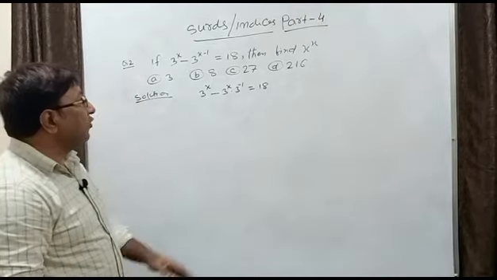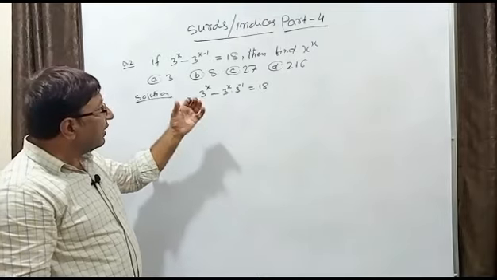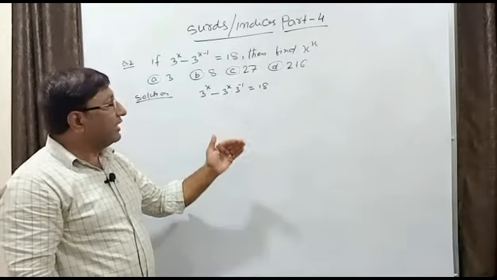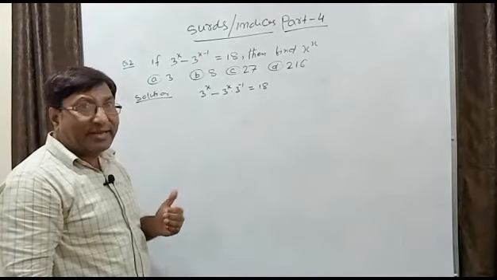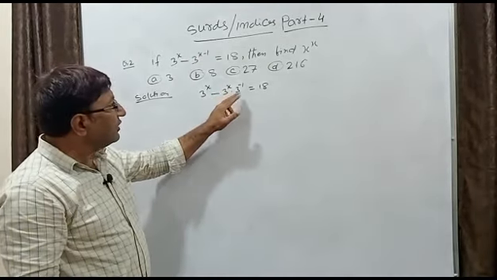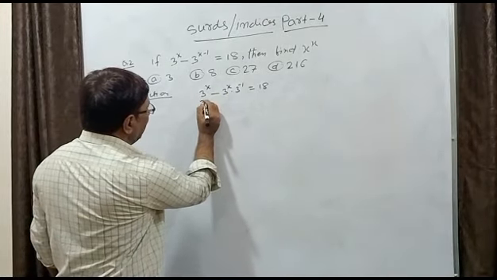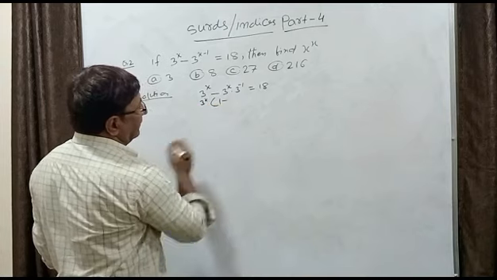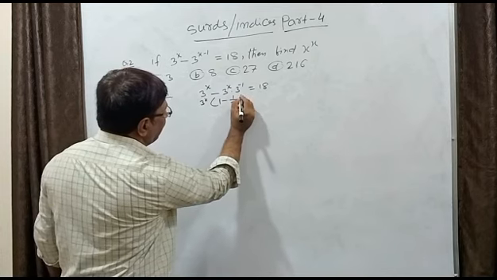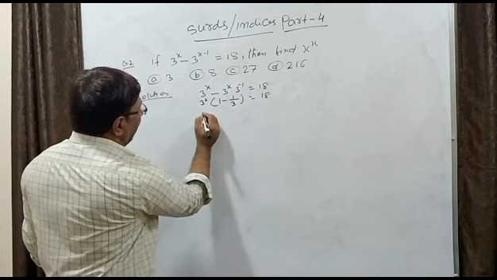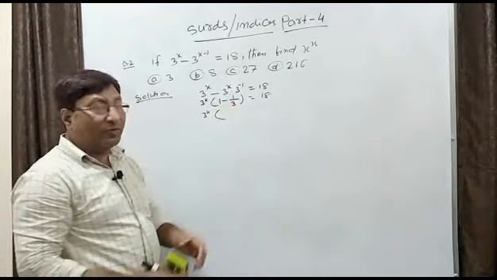We know from the rule of indices, when we are multiplying the same base, then we add the powers. So here the power is x minus 1, so we can write very easily 3 to the power x into 3 to the power minus 1. Now here 3 to the power x and 3 to the power x, so we can take common. So it is 1 minus 3 to the power minus 1, which is 1 upon 3 to the power 1, that is 1 by 3, and this is equal to 80.